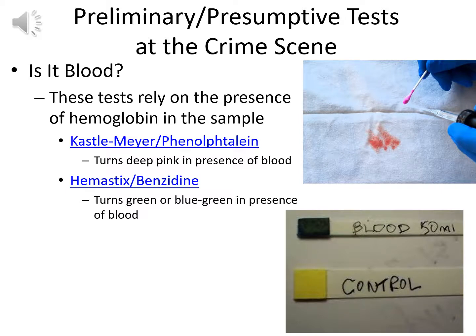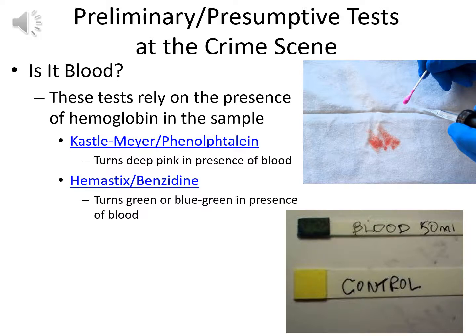So these tests rely on the presence of hemoglobin in the sample, the hemoglobin that we mentioned earlier as being the oxygen carrier of the blood. So there's the Kastle-Meyer phenolphthalein test, there's the hemostick benzidine tests, and so the Kastle-Meyer phenolphthalein turns a deep red, deep pink, magenta, I should say, in the presence of blood, whereas the hemosticks, which is the benzidine-based test, turn green or blue-green in the presence of blood. So if we get any other result, then we're likely not dealing with blood.